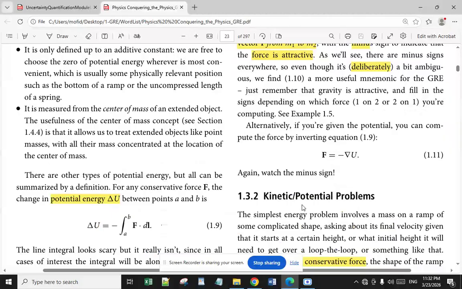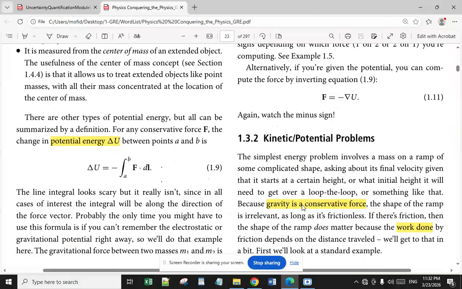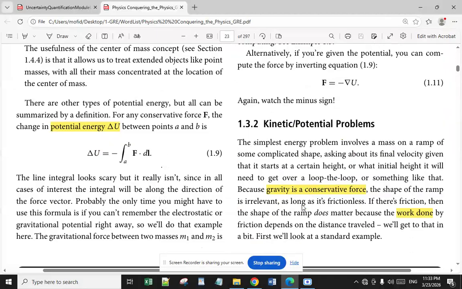There are other types of potential energy, but all can be summarized by definition. For any conservative force F, the change in the potential energy delta U between points A and B is delta U equals minus the integral with lower bound A and upper bound B of F dot dl. The line integral looks scary, but it really isn't, since in all cases of interest, the integral will be along the direction of the force vector. Probably the only time you might have to use the formula is if you cannot remember the electrostatic or gravitational potential right away. So we will do that example here.